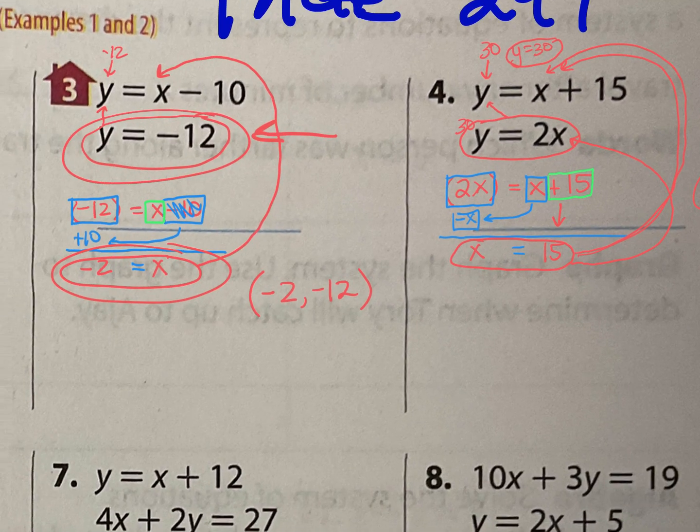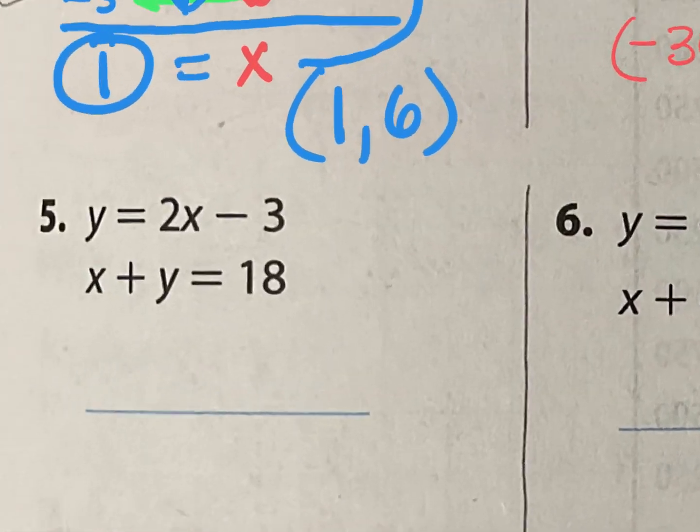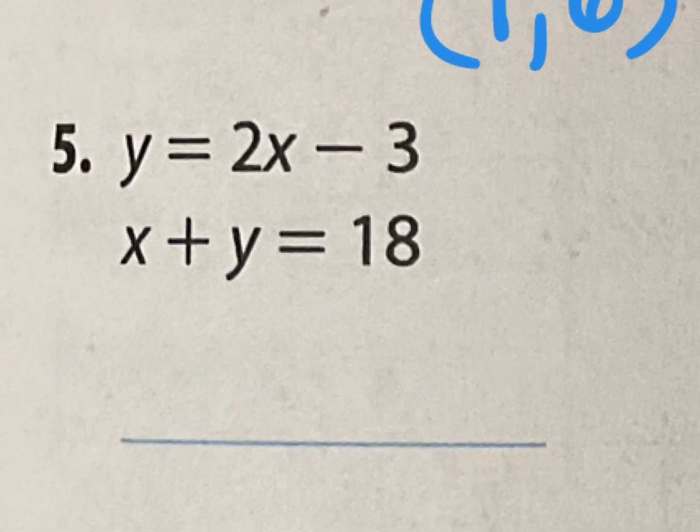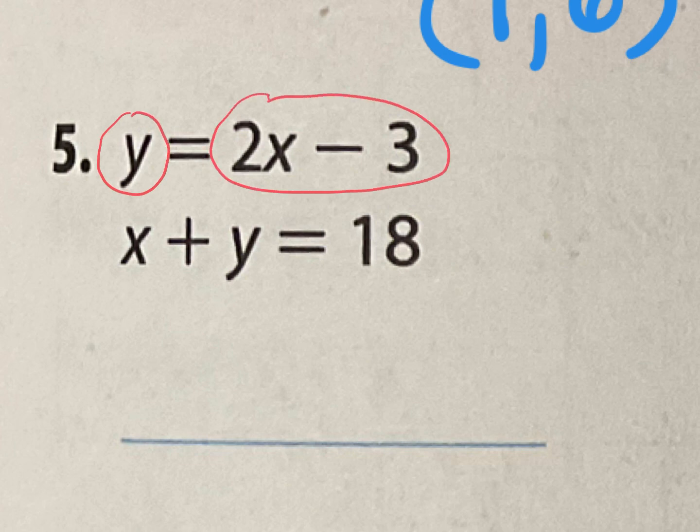Okay, let's take a look at number 5. I'm sure they'll get a little tougher. Yeah, a little tougher. Okay, I have 2 equations here. I have y equals negative 2x minus 3, and I have x plus y equals 18. Now, this is a skill that you have to learn, but this first equation is already telling me what y is. It's telling me y is the same thing as negative 2x minus 3.